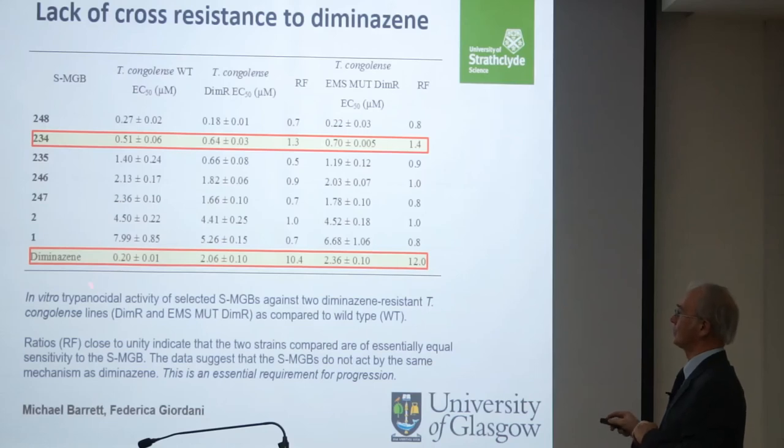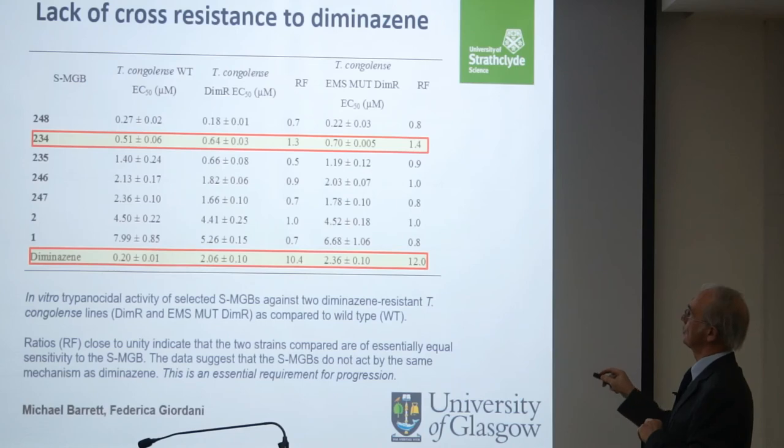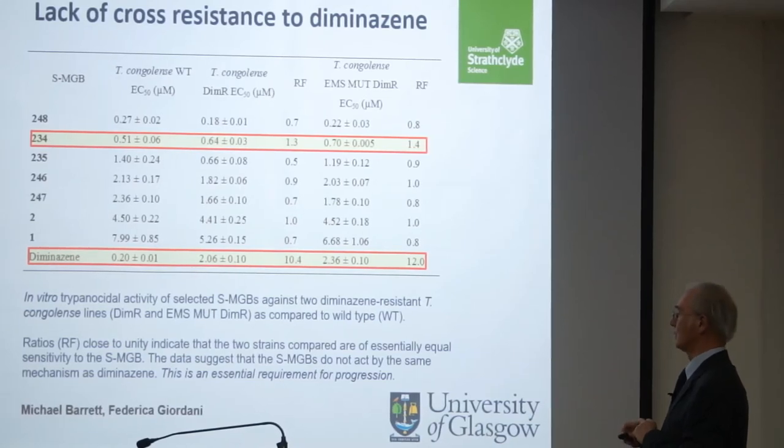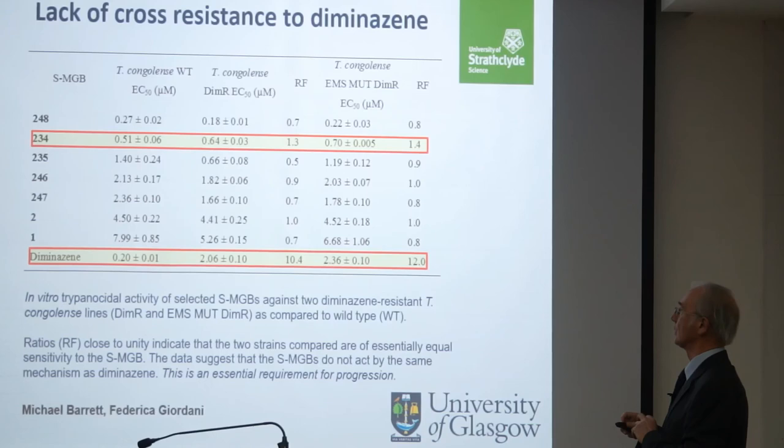One of the first things we have to demonstrate is that these compounds are not cross-resistant with respect to existing drugs like dimethizine. Now, dimethizine here is shown with respect to the wild type, where it is very active, and two strains of Trypanosoma congolense that are resistant. Two different strains, and here we can see the values associated with those, a ratio of about 12. For many of our compounds, and in particular for 234, we find that the value of the ratio is close to 1, which implies that we don't have a cross-resistant problem, and therefore they are possible for further progression and investigation.